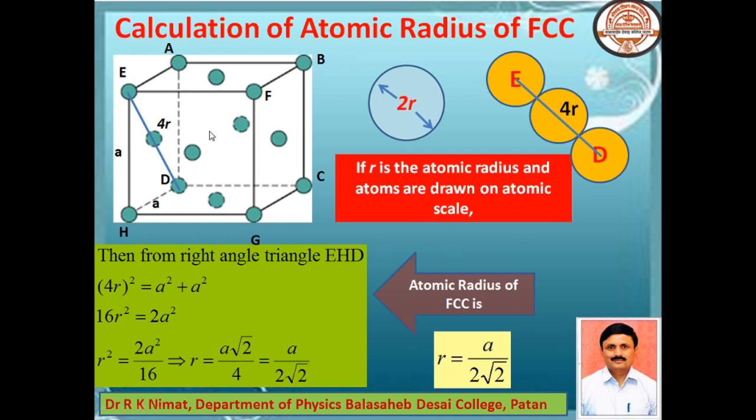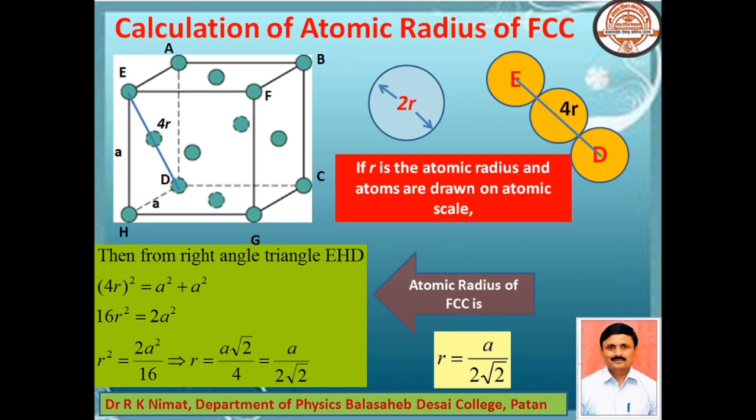Next, to calculate the atomic radius of face centered cubic, we know that in face centered cubic structure, atoms are present at the corners, and in addition to the corner atoms, there are atoms present at the centers of each face. So this is the atom present at the center of the A, B, E, F face. This atom is at the center of the F, B, C, G face, and so on. You will observe that there are 6 faces and there are 6 atoms present at the centers of each face.